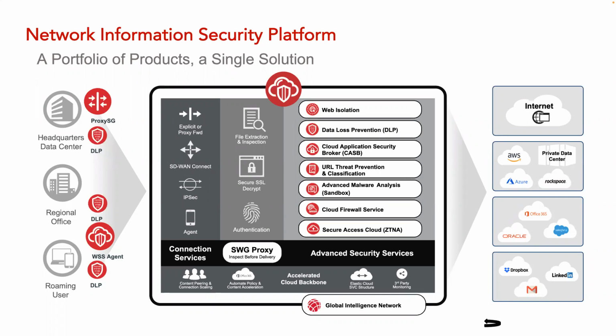We've got web isolation in there that's protecting users from going to malware pages. We've got data loss prevention, inspecting the traffic and the content of the traffic. That's tied into the CASB, which is also inspecting the content of the data. We're doing URL and threat protection and classification through the web isolation and the mirror gateway. And we're also doing malware analysis in the sandbox as well.